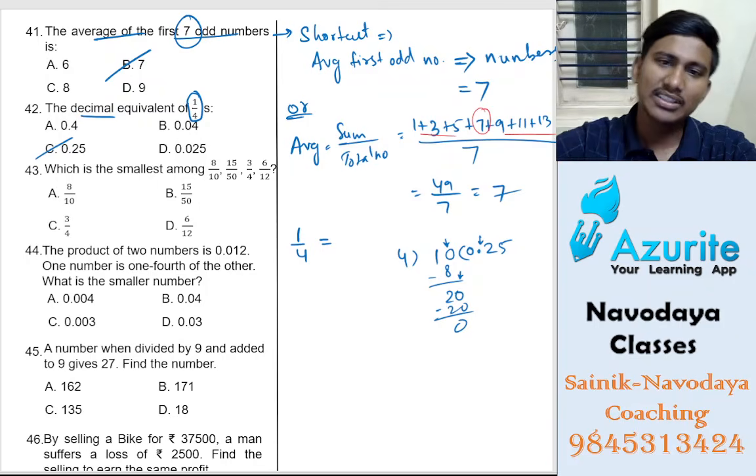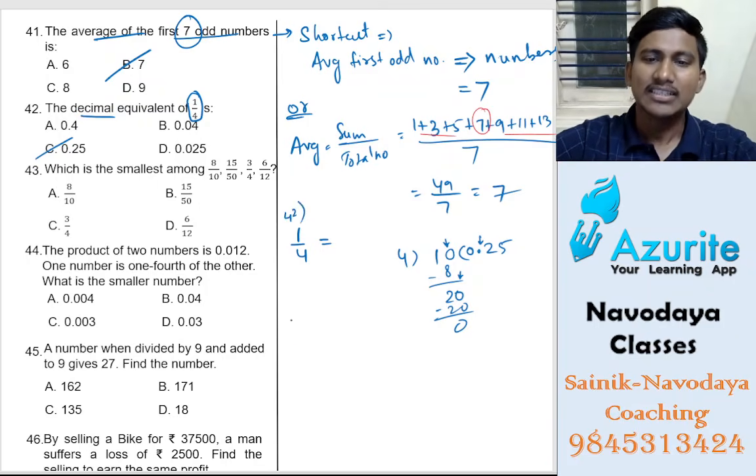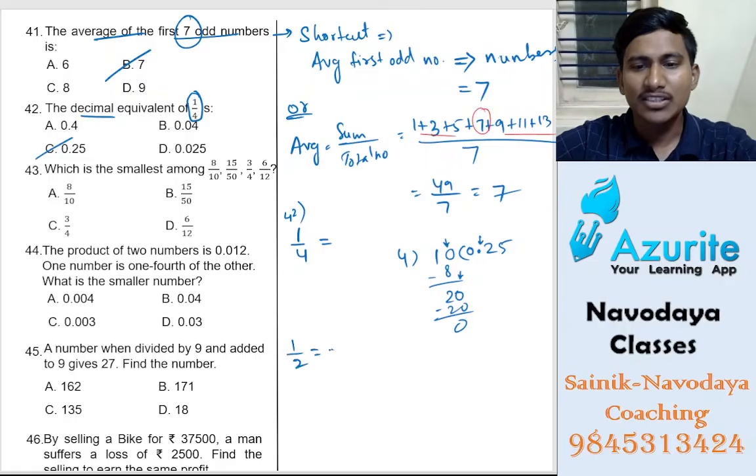You should remember this. Okay. So 1 by 2, half, means 0.5. And 1 by 4 means 0.25.